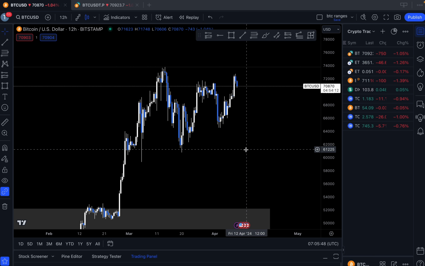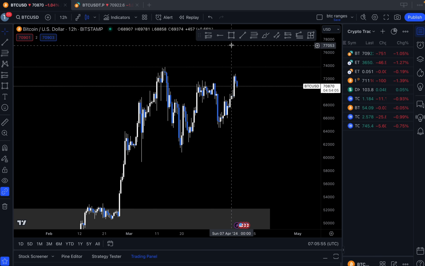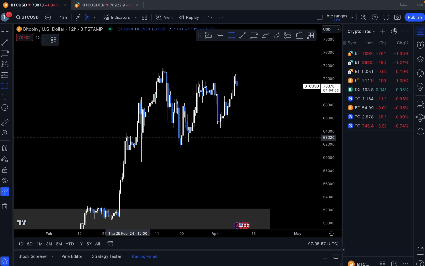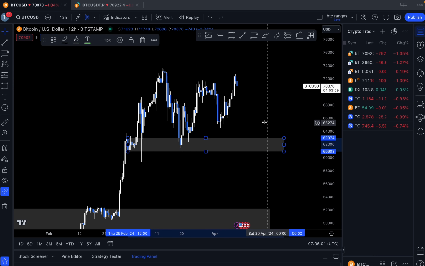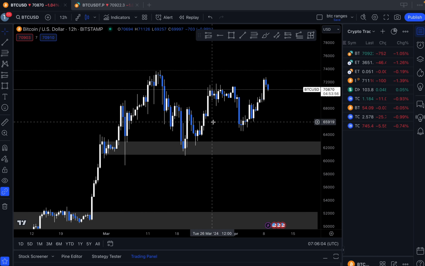With order blocks, it's not a thing where you just buy every time something hits the order block. You have to use it as a piece of confluence, and you have to have other pieces of confluence to match your trade plan, or your idea.